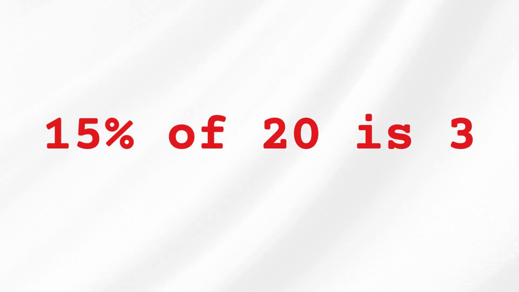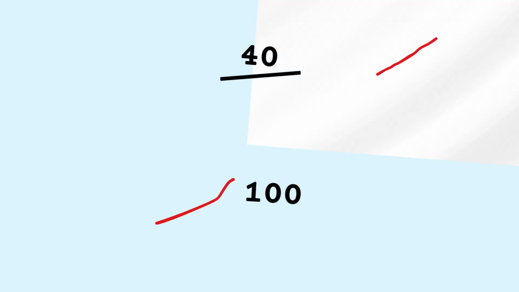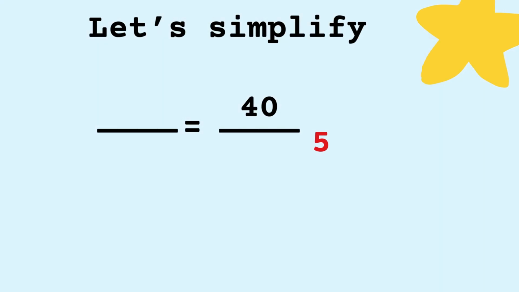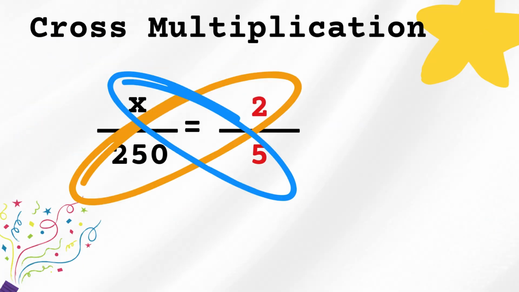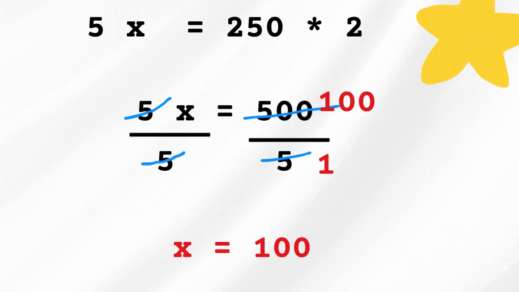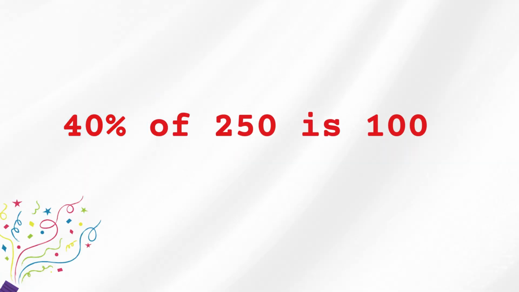One more example to solve. Let's try this one. What is 40% of 250? We want to find the part, which is unknown. And we know the whole is 250 and the percent is 40. Now we can simplify 40 over 100 to 2 over 5. To find the part, which is x, we can cross multiply. Here we got 5x equals 250 times 2. Here we got 5x equals 500. Divide both sides by 5 and we got x equals 100. So 40% of 250 is 100.